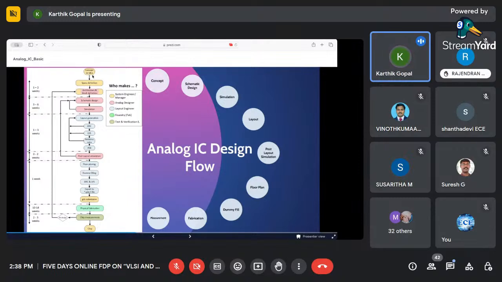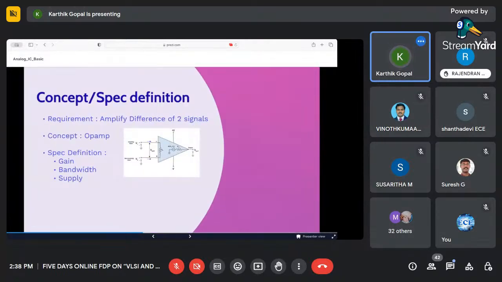So that is called concept or idea. Then once the concept is being developed, we need to develop a specification for that. So this is the concept. Okay, so let me take one example of amplifier.